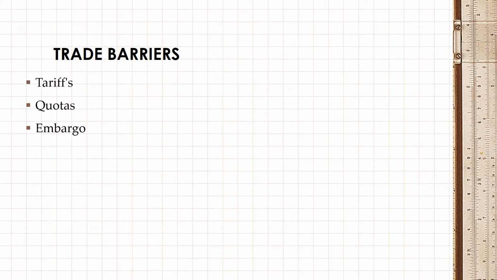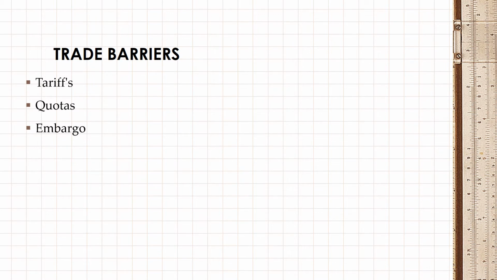Quotas, on the other hand, are also restrictions, but it's not a percentage or a tax, it's a restriction on the amount of imported goods. For example, government might impose a quota that you can only import 60,000 of this particular commodity. So the emphasis is to restrict the number of any product you are importing.